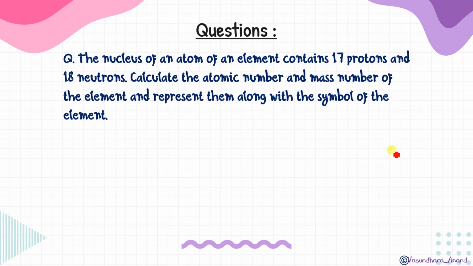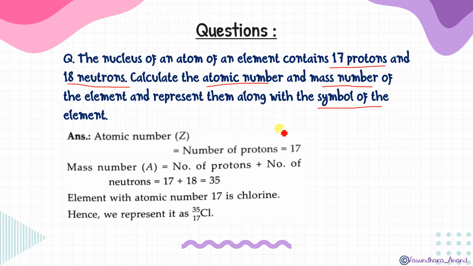Now another question. The nucleus of an atom of an element contains 17 protons and 18 neutrons. So protons you have, neutrons you have, and by protons and neutrons you can find the mass number. You have to find the atomic number and the mass number, and then decide the symbol. Atomic number will be equal to the number of protons, so it is 17, and mass number is equal to N plus P, so 18 plus 17, that is 35. Atomic number 17 represents chlorine.